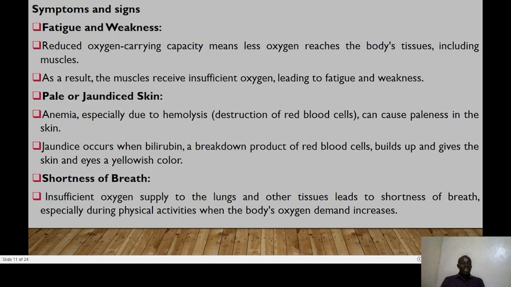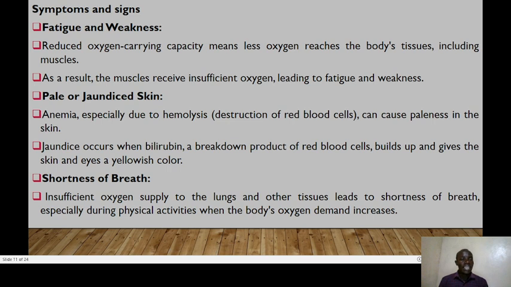Okay. So the general signs and symptoms of anemia include, first of all, fatigue and weakness. We know that there's normally reduced oxygen carrying capacity. That means less oxygen will reach the body tissues, including the muscles. As a result, muscles receive insufficient oxygen, leading to fatigue and weakness.